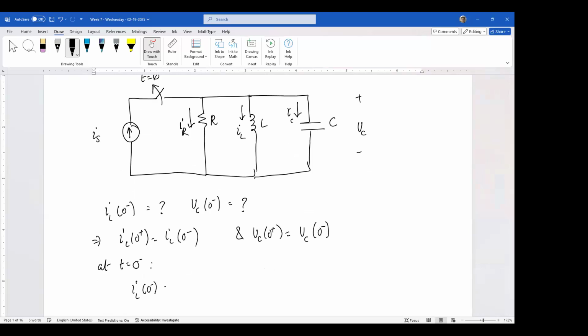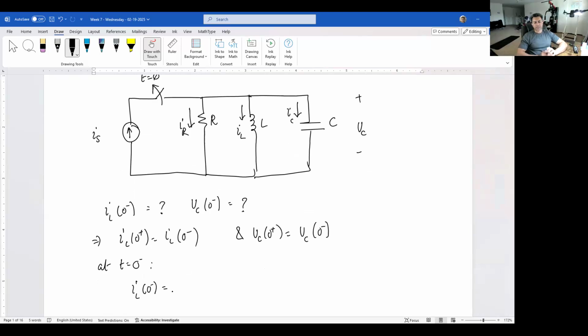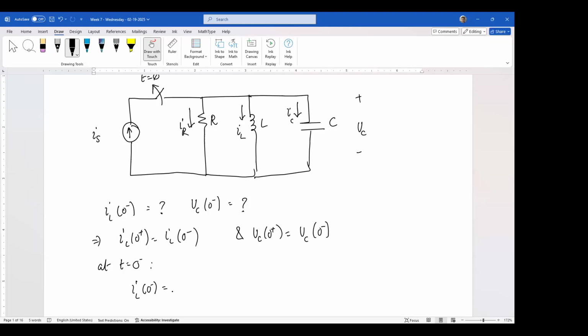I'm sorry, what were you looking for? We are looking for IL0 negative, the value of inductor current just before the switch opens up, assuming that the circuit is running for a very long time. Would it be the source minus the resistor current minus the capacitor current? Okay.